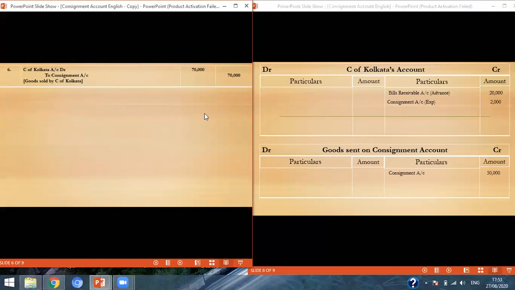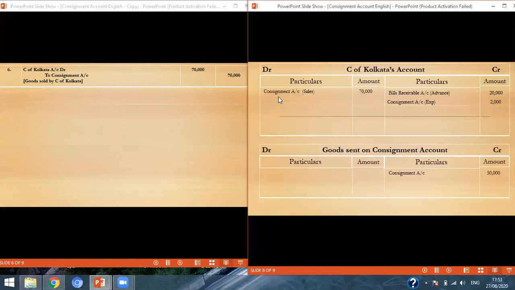C of Kolkata's account debit to consignment account. So here we have to make the entry on the debit side of C of Kolkata's account, and we have to write down consignment account, in bracket sales. Amount will be 70,000. Okay.